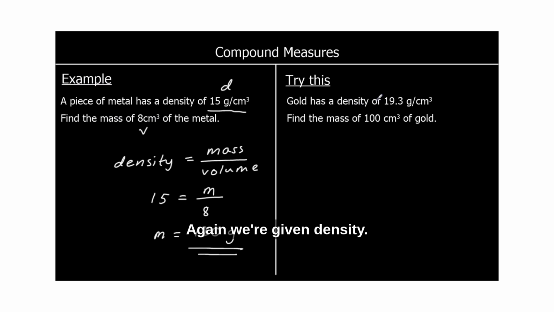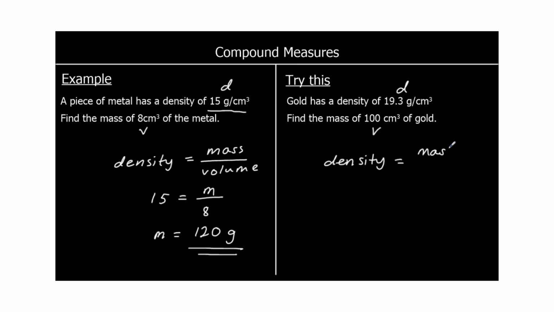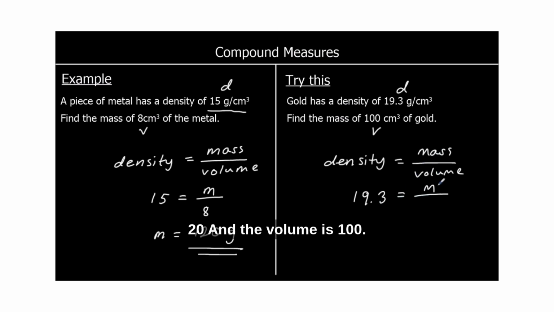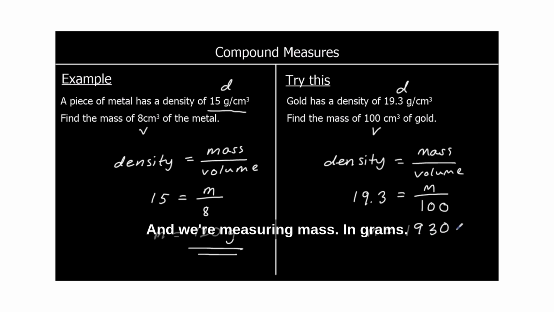Again, we're given density and we're given volume and we're finding the mass. So density equals mass over volume. The density is 19.3 grams per centimeter cubed. The mass is what we're working out, and the volume is 100. So we multiply both sides by 100. So the mass is 1,930, and we're measuring mass in grams.